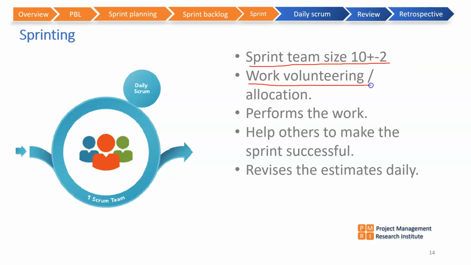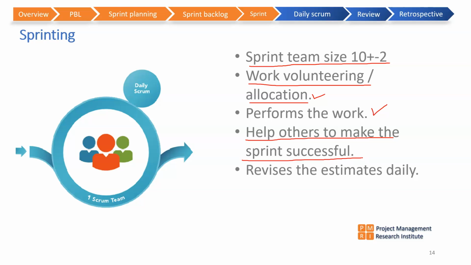Work volunteering or allocation. As per the textbook or the guidelines, work volunteering is mandated to be effective in Scrum. But from my experience, some teams still follow work allocation. Then the team performs the work, and it is not only doing individual work, the team members must help others to make the sprint successful.